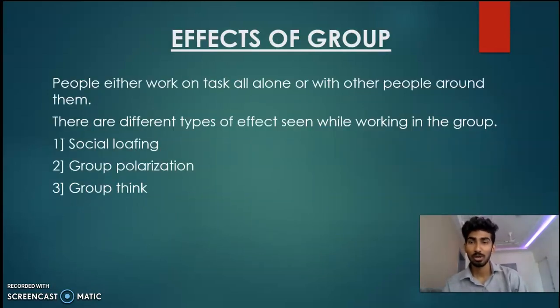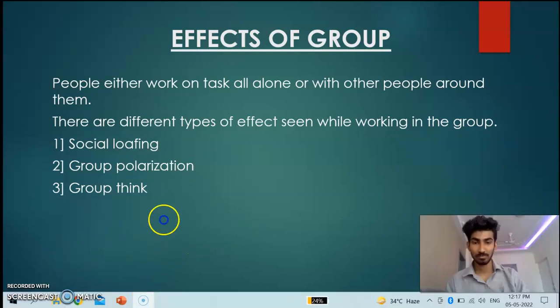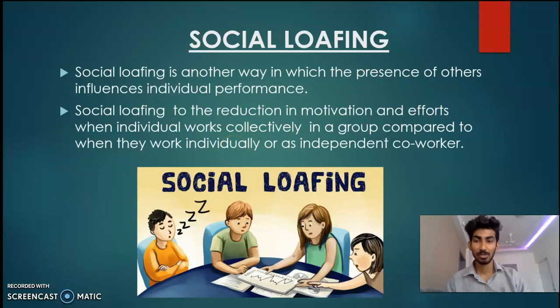Now we will look at the effects of groups. There are different types of effects which happen while working in a group. So there are basically three types. The first one is social loafing, the second is group polarization, and the third is groupthink. We will study each one by one in the next slides. So social loafing is the very first effect. Social loafing is another way in which the presence of others influences individual performance.